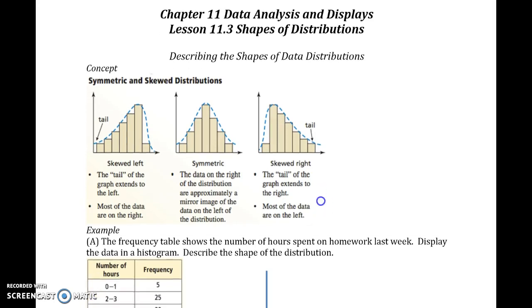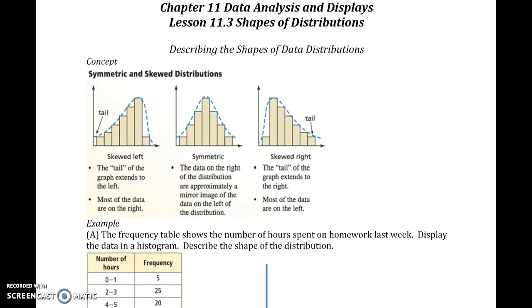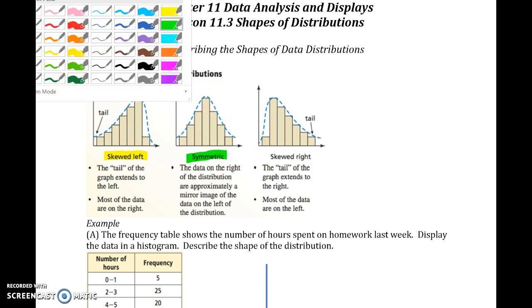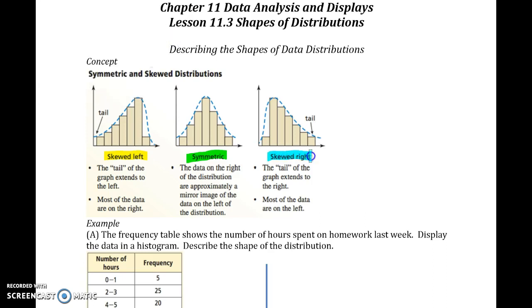Okay, we're going to look at histograms and also the shape of their distributions and what that could mean in terms of what measure of center we'd use to represent the actual center of the data. So if you take a look at the concept up here, we've got three types of distributions. We've got skewed left, meaning the tail or the thinner end is on the left. We've got symmetric, which means it looks pretty balanced. And then we've got skewed right here, with the tail on the right side, so that it's skinnier on the right side.